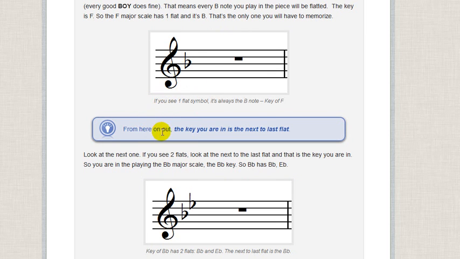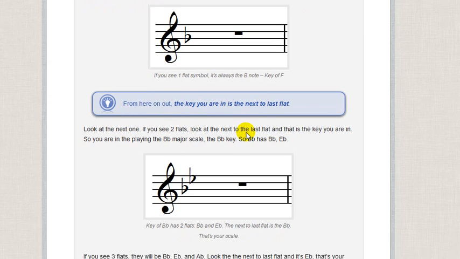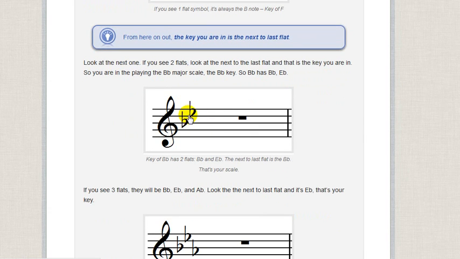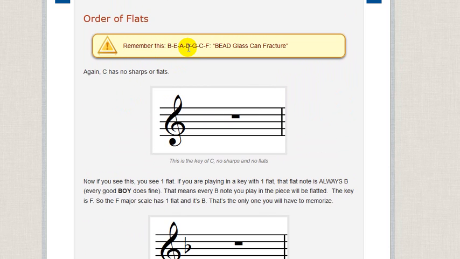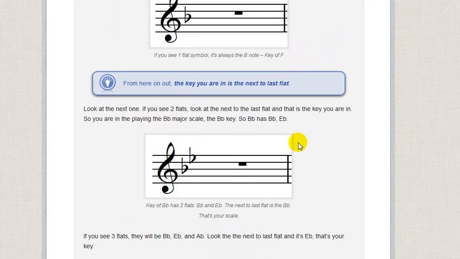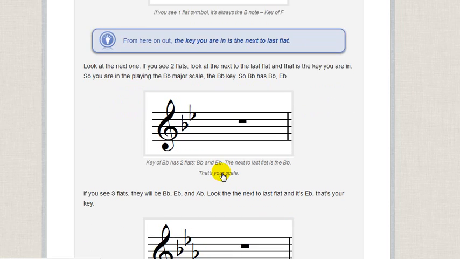But from here on out, the key you're in is the next to last flat, and I'll show you what I mean there. I have two flats here. Remember B-E-A-D, G-C-F, right? B-E-A-D, G-C-F. That's our order of flats. So B flat, E flat. Now what's the next? This is the last flat, so the next to last flat is B. So we're in the key of B flat. It's simple. And it works the same way all the way through.